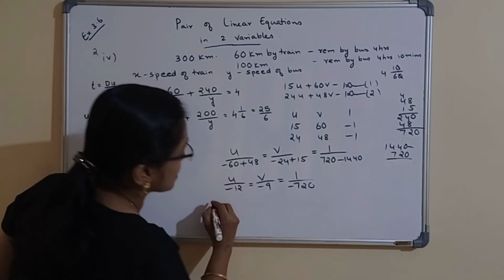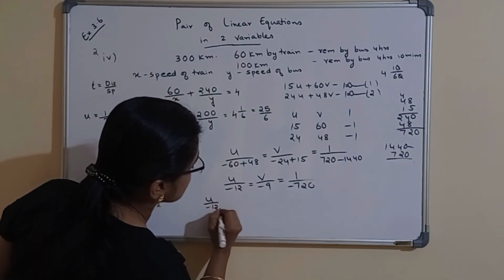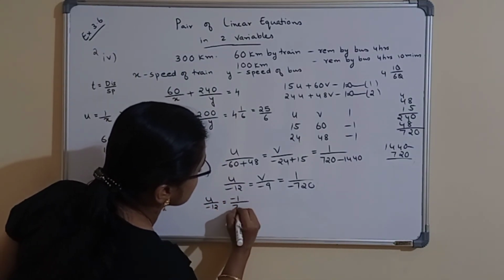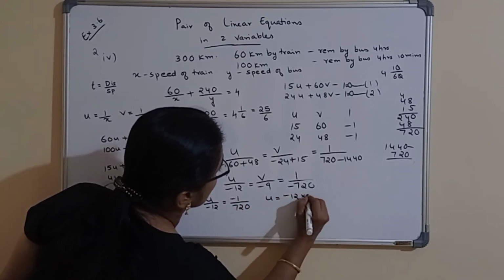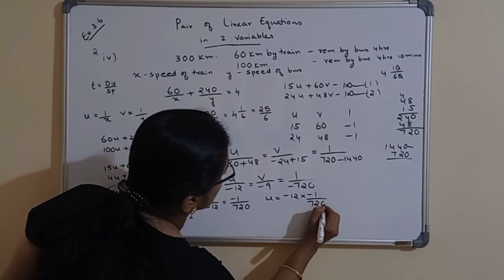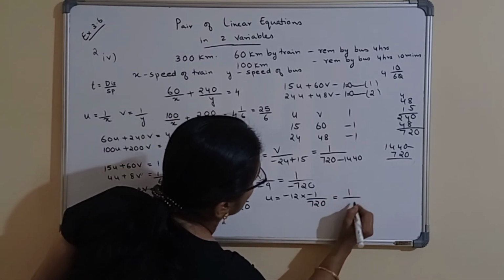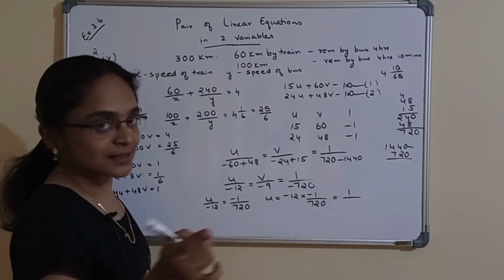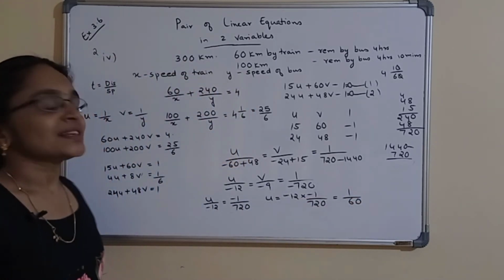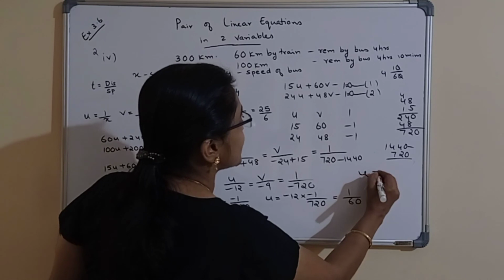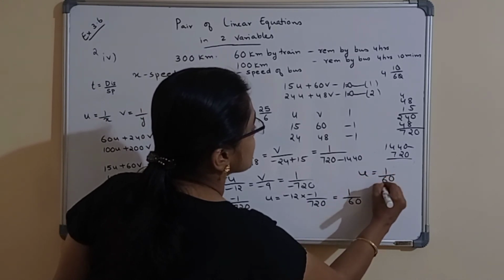Now equate this. u by minus 12 is equal to minus 1 by 720. So u is equal to minus 12 into minus 1 by 720, which is equal to 1 by, 5 12s are 60, 6 12s are 72. So 1 by 60. So u is equal to 1 by 60.